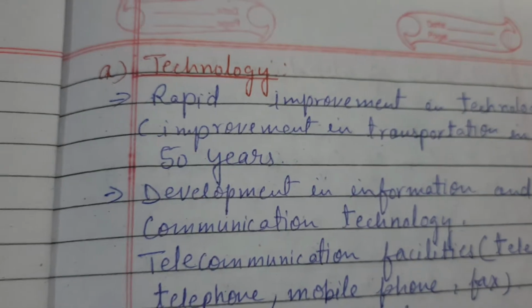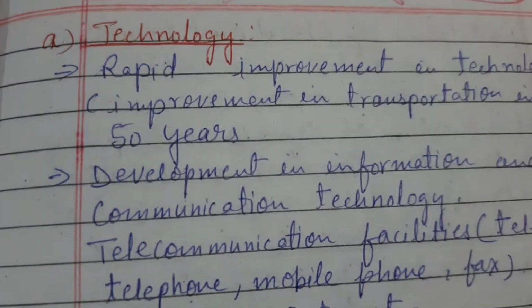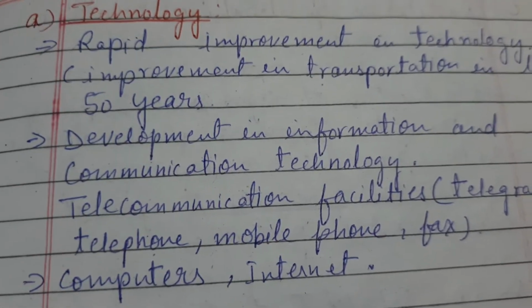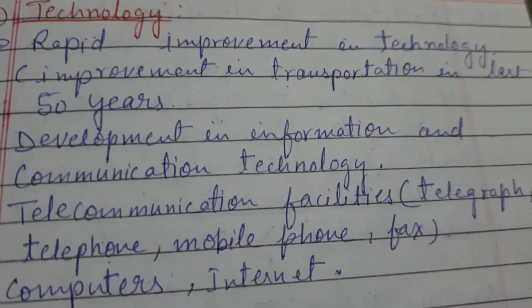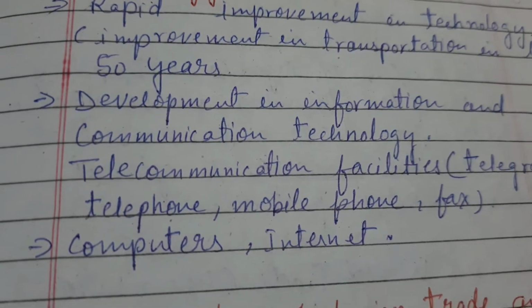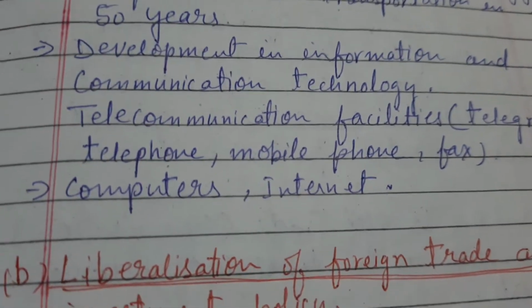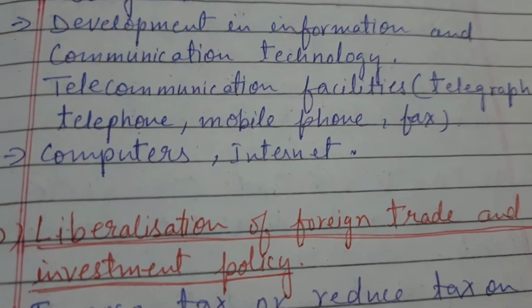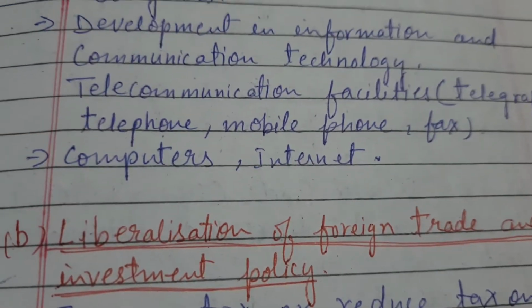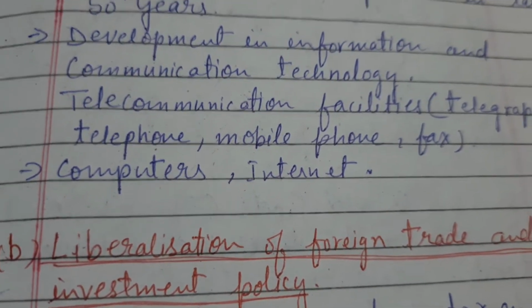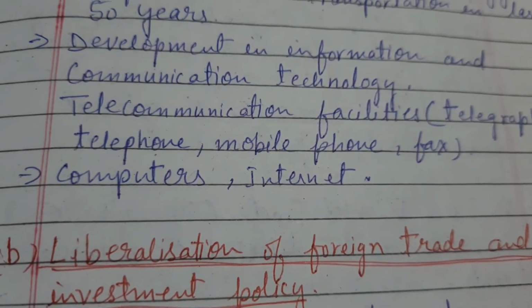So after reading this topic about technology, we will find that there is a rapid improvement in technology, that is improvement in transport in the last 50 years. And there is also a development in information and communication technology like telecommunication facilities, telegraph, telephone, mobile phone and fax. Nowadays we can send things even through our mobile, which is connected to internet banking.